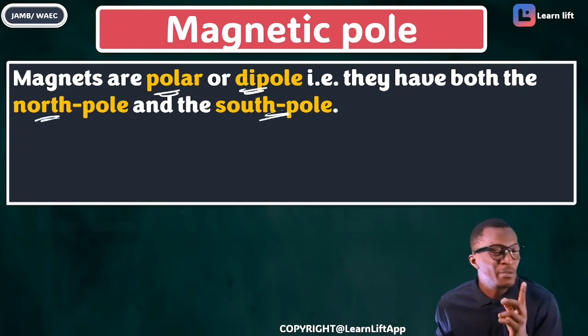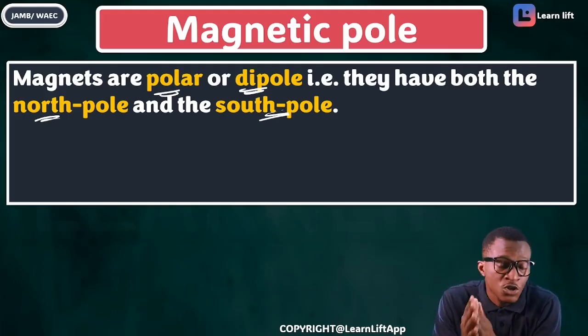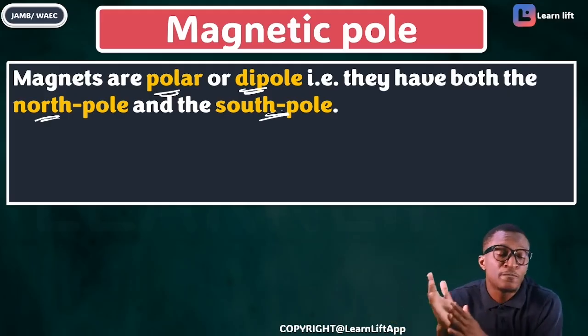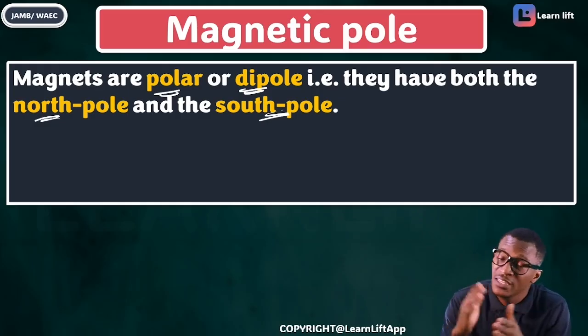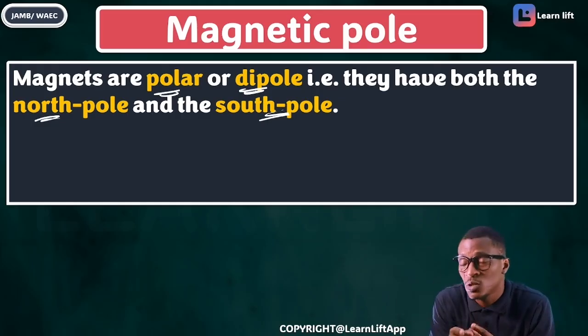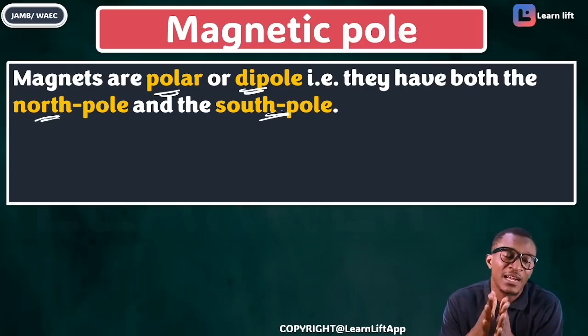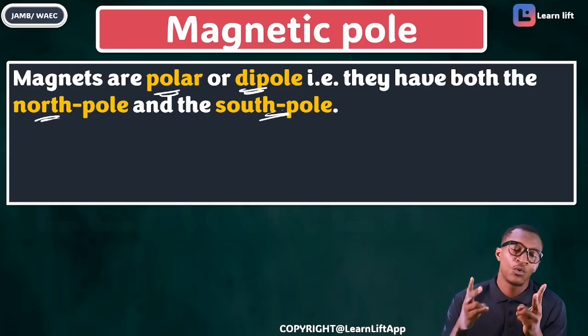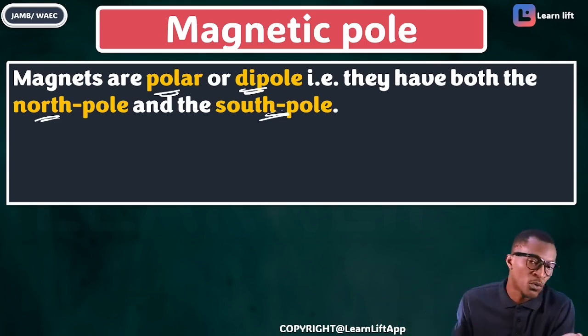South pole. Now, please understand it very well. Just like electric field too, we have the positive pole and the negative. Magnet too is dipole. It has two poles. This is a constant past question. Magnetic pole, what are the magnetic field or magnetic poles? They are dipole, or you say they are polar. They have the north pole and the what?